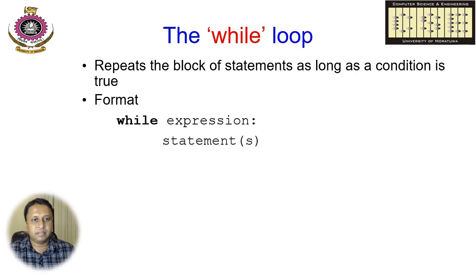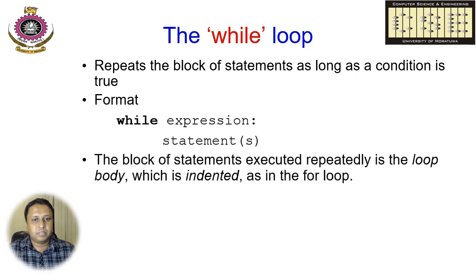Here, indented, you will write the statements. Anything inside the while loop will be repeated. In order to be included in the while loop, you have to indent all the lines inside. Similar to a for loop, the block of statements executed repeatedly is identified as the loop body. So here these statements are identified as the loop body, which should be indented similar to that of a for loop.